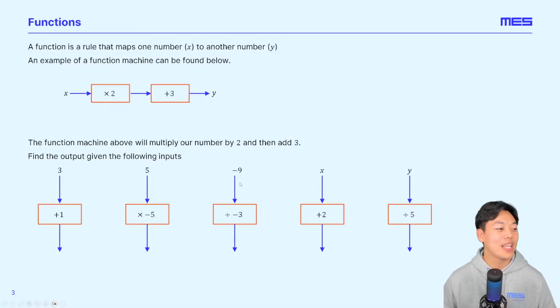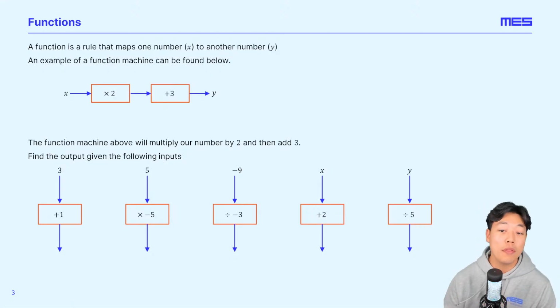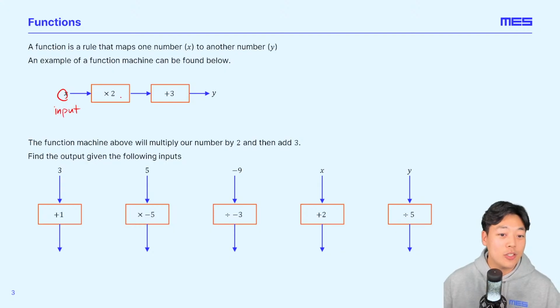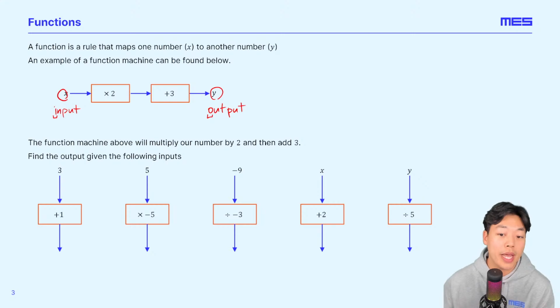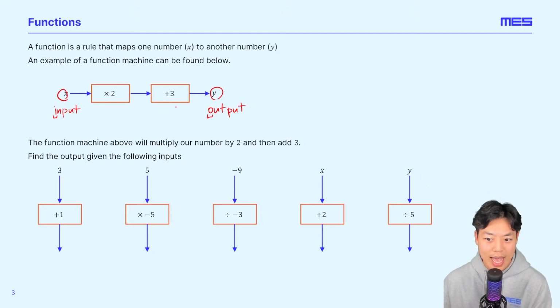Here we go. So, a function is a rule that maps one number x to another number y. An example of a function machine can be found here. So x will be what we call our input, times 2, then plus 3 gives us our y, which we will consider our output. And later on, I'll show you how many things in mathematics will be alphabetical. In this case, x comes before y in the alphabet, and so does I in relation to O. So now a function machine above will multiply our number by 2 and then add 3.